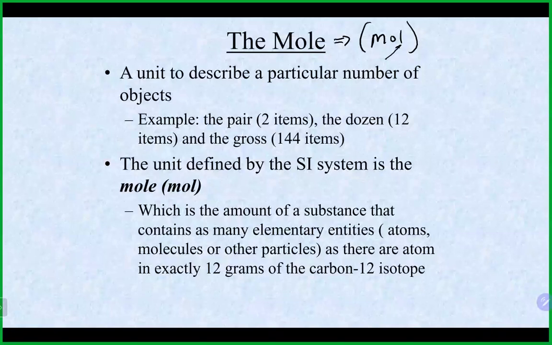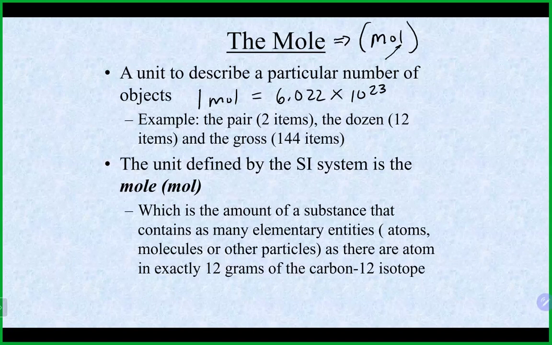And it represents the same amount of elementary entities there are in exactly 12 grams of the carbon-12 isotope, which was our standard that we used for our atomic mass that we just talked about. So what is the deal with a mole? 1 mole of anything represents this amount, which is 6.022 times 10 to the 23. That number of 6.022 times 10 to the 23 is really the numerical representation of a mole.